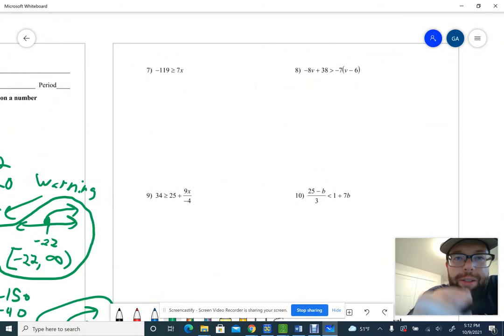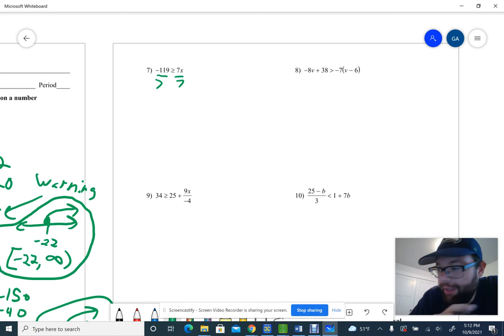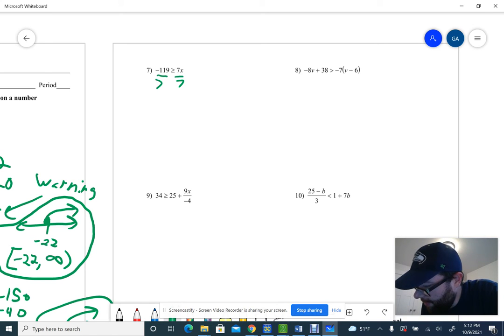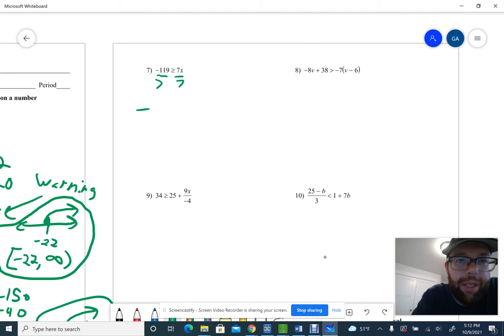So this one, all I have to do is divide by 7. That's a tough one. Divide by 7, and negative 119 divided by 7 is negative 17. And it didn't do anything to my sign because it's a positive 7. And that would be one answer.